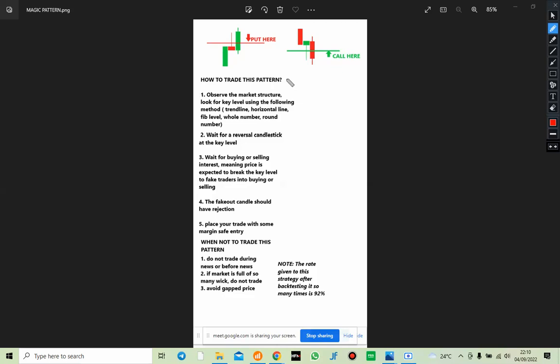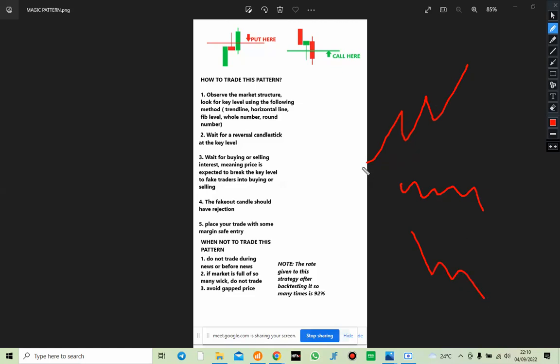So now, how do you trade this pattern? One, observe the market structure. What I mean is look for a key level using the following methods: a trend line, horizontal line, Fibonacci level, whole number, round number. If you are observing the key level, the structure of the market should be something like this, or something like this, or something like this.